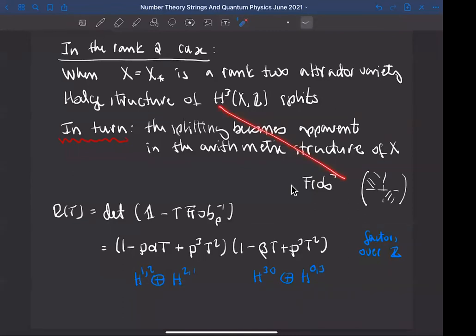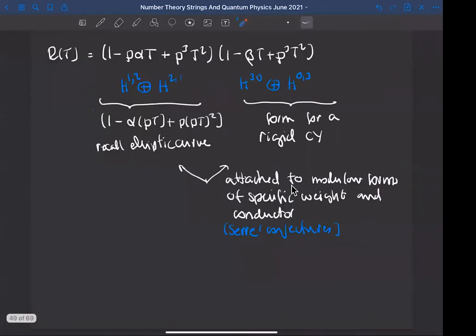Remember, this is a map from H3 to H3. It induces a kind of split in the Frobenius. It becomes a block matrix. And that implies that R3 splits into quadratics over the integers again, with some coefficients alpha and beta. So it factors over Z, one factor associated to H30 plus H03, and the other factor associated to H12 plus H21. So this one is reminiscent of the pieces that you get for an elliptic curve, and this one is reminiscent of what you get for a rigid Calabi-Yau manifold.